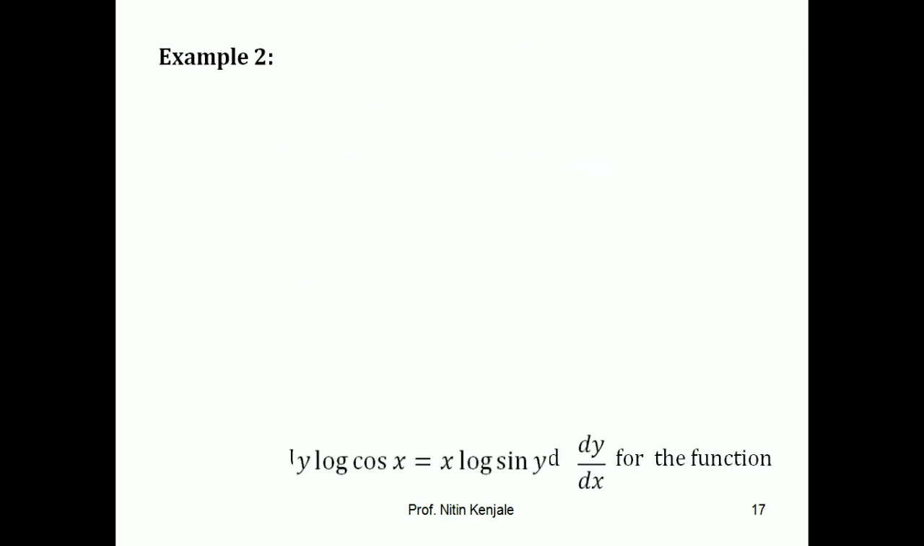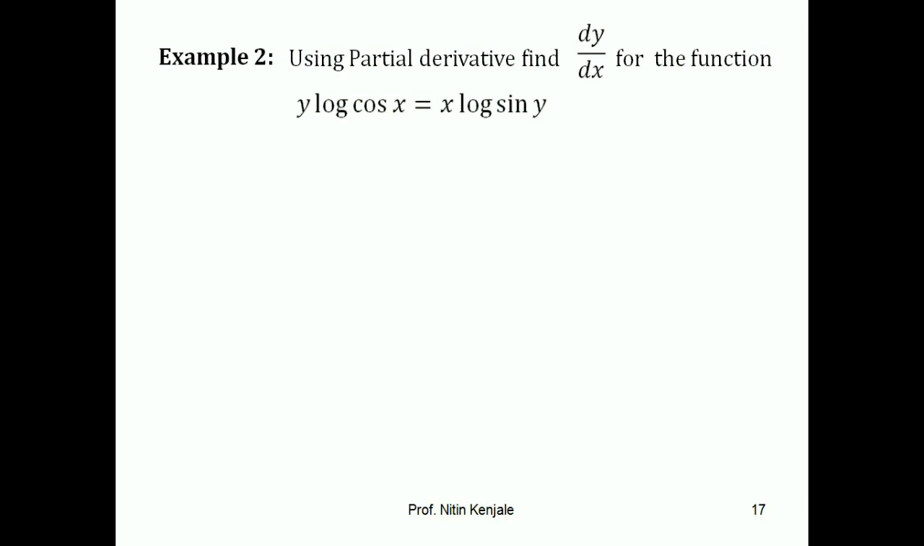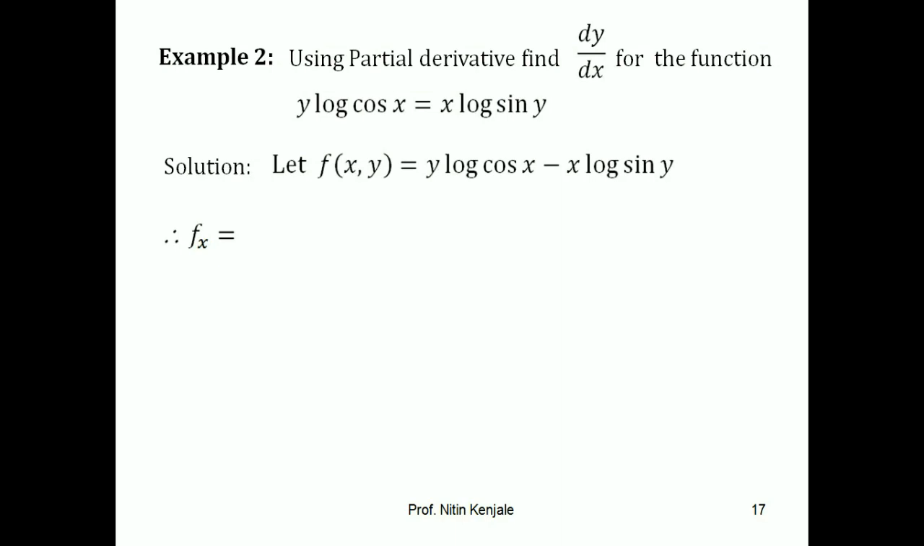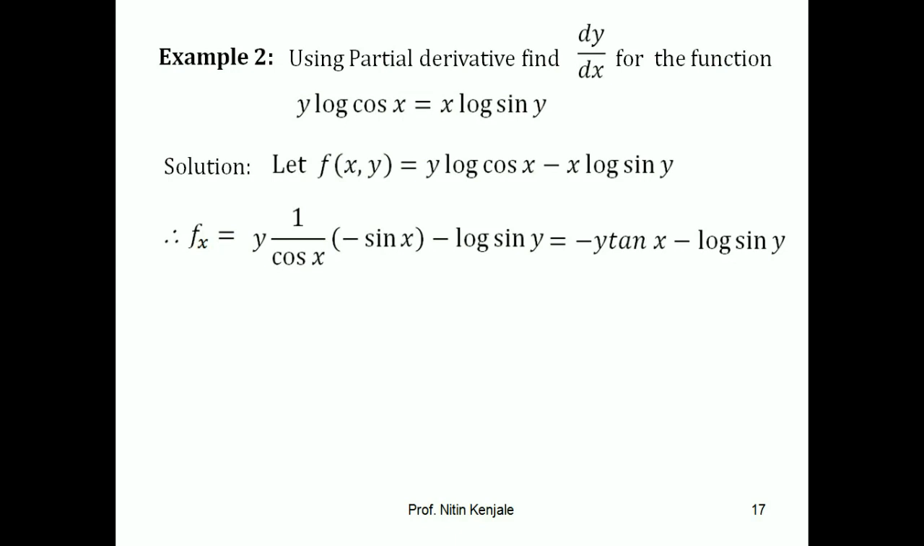Let's go for example number 2, which is similar to example number 1. Here once again we have to find out dy/dx for the function y log cos x is equal to x log sin y. In the solution, we let f of x comma y as y log cos x minus x log sin y. Now we calculate the partial derivative of f with respect to x. It is simply y into 1 by cos x into minus sin x minus log sin y. Simplifying this, we get minus y tan x minus log sin y.